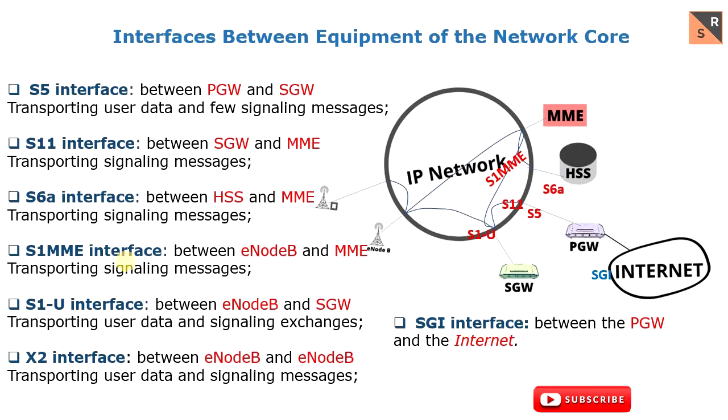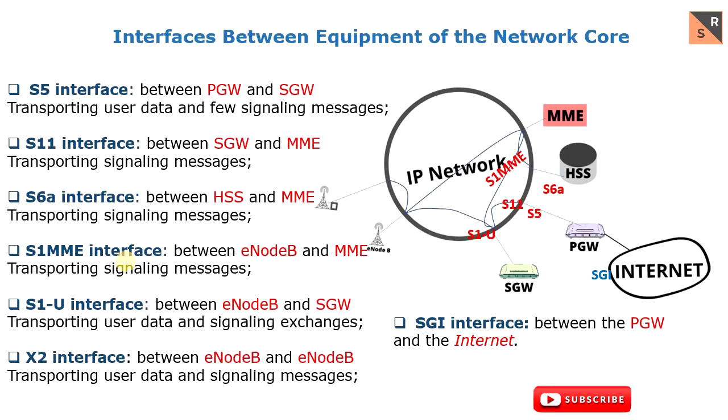The X2 interface is the one between two eNodeBs. Both signaling and user data are transported. Finally, an extremely important interface, the Uu interface, transmission on the radio channel. The Uu interface is therefore situated between the terminal, the UE, and the eNodeB. Here again, user data and signaling messages are transported.